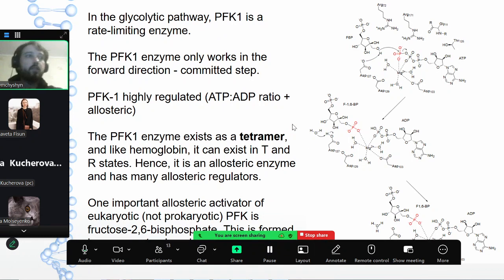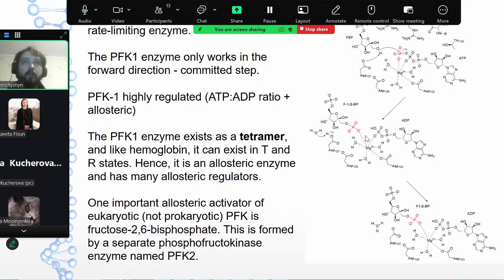Okay, I guess we are getting a bit scarce on time, so probably I will skip the details of these reactions. Just a few points: in the glycolytic pathway, PFK1 is a rate limiting enzyme. So what does it mean to be rate limiting? Who can tell me?